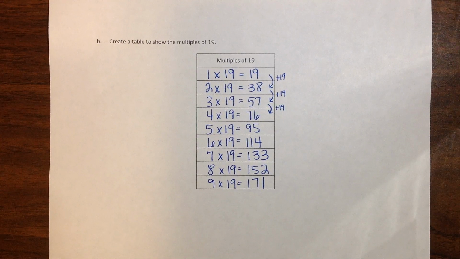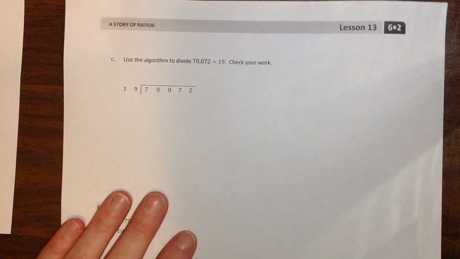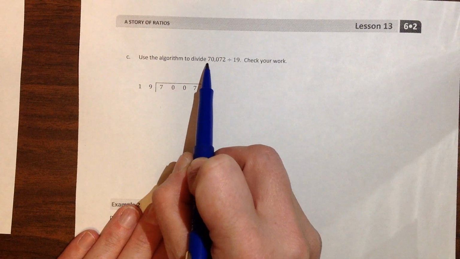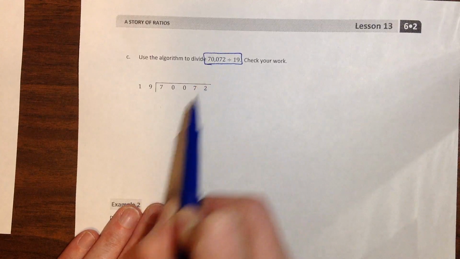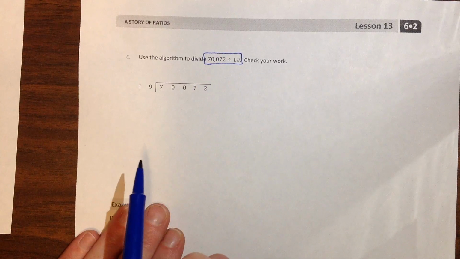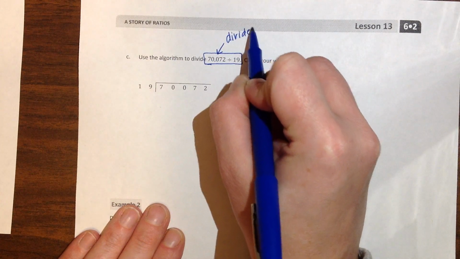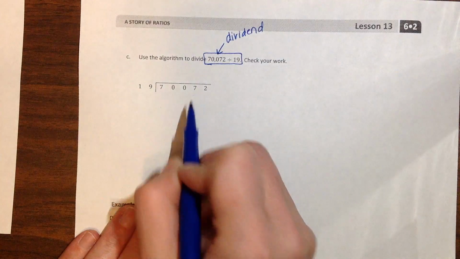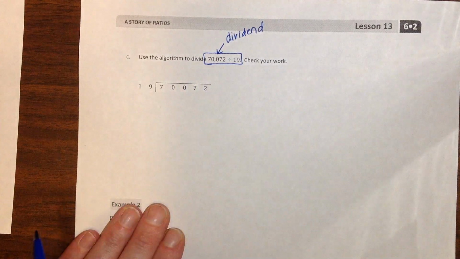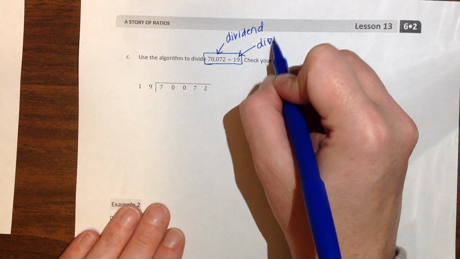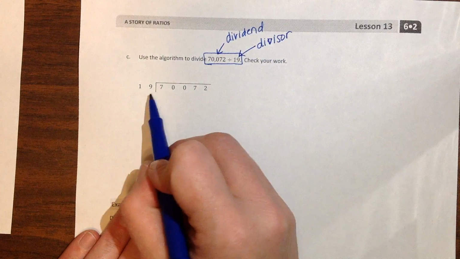So now that we have this table filled out, you can flip to the next page. Scoot that one off to the side. They've actually written the problem out for us. We still have the problem 7,072 divided by 19, and they've written it in standard algorithm form for us. Remember, the first number is the dividend, and this number goes inside the house, if you consider the division sign a house, and the 19 is the divisor, and it goes outside the house.